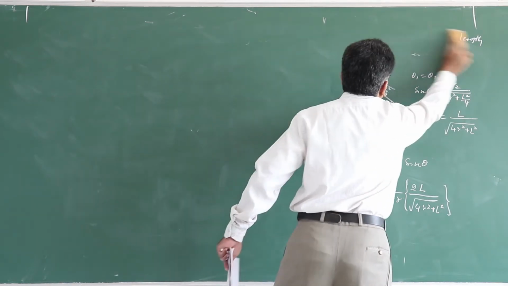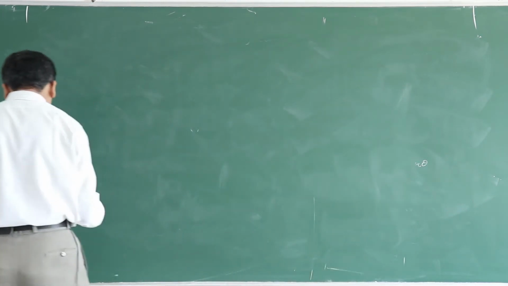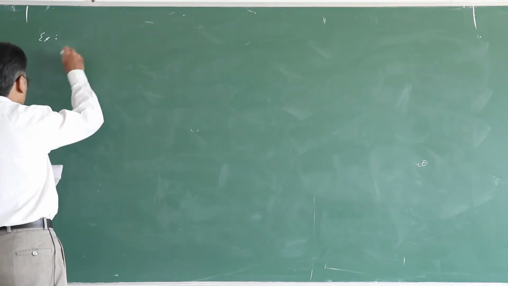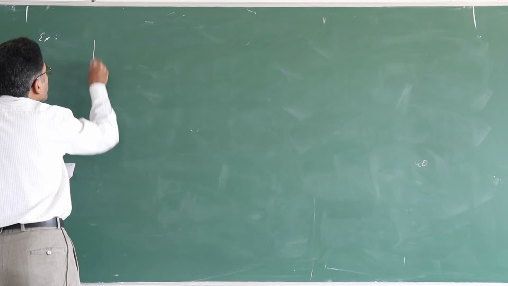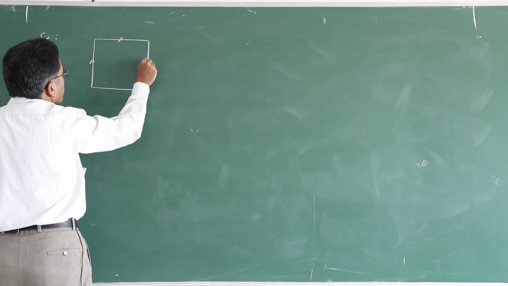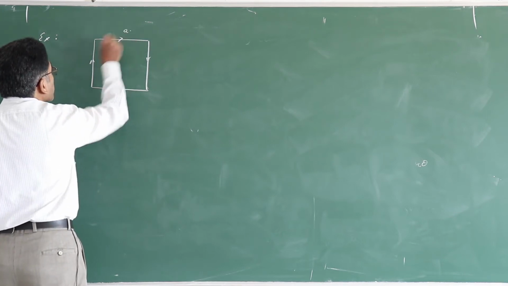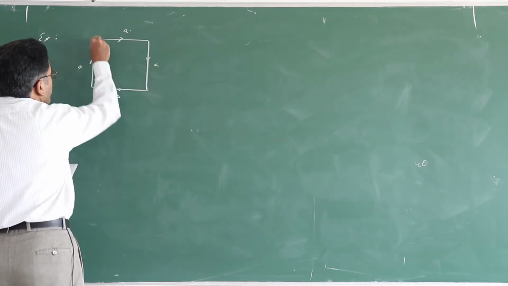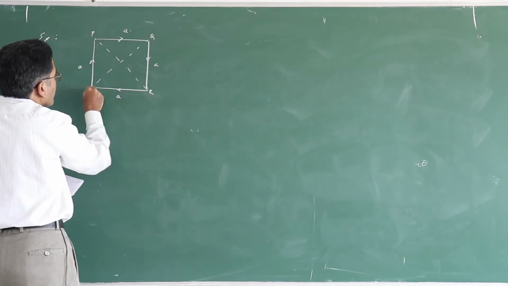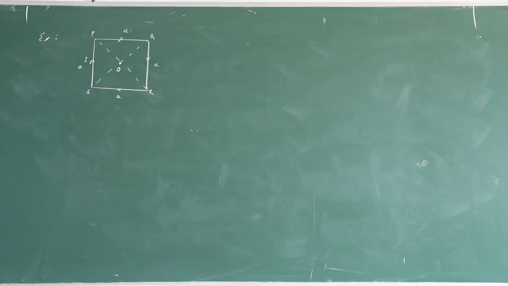Let me take few examples. Example: a square loop is carrying the current in clockwise direction. So you have to find what is the magnetic field at the center. PQRS is the square loop carrying the same current I. See, O is the point at which you have to determine magnetic field.